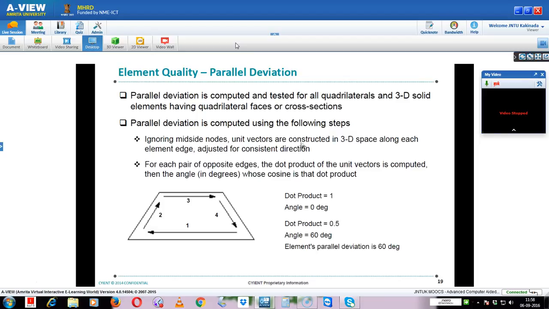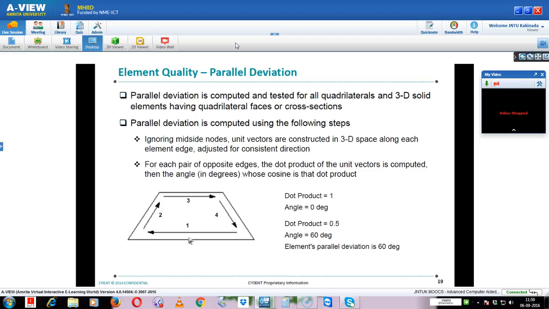Ignoring mid-side nodes, unit vectors are constructed in 3D space along each element edge, adjusted for consistent direction. For each pair of opposite edges, the dot product of unit vectors is computed. Then the angle whose cosine is the dot product is found.